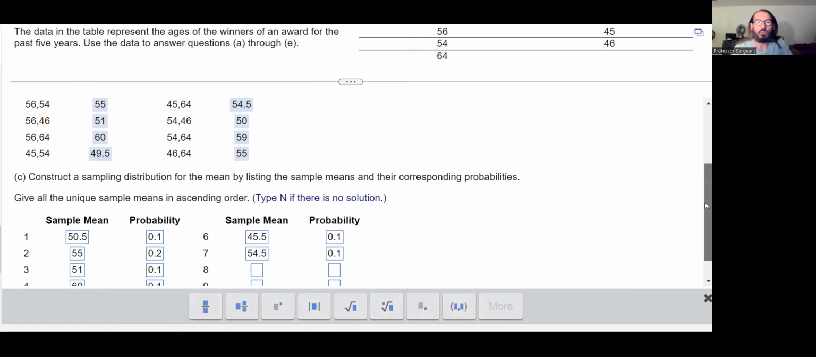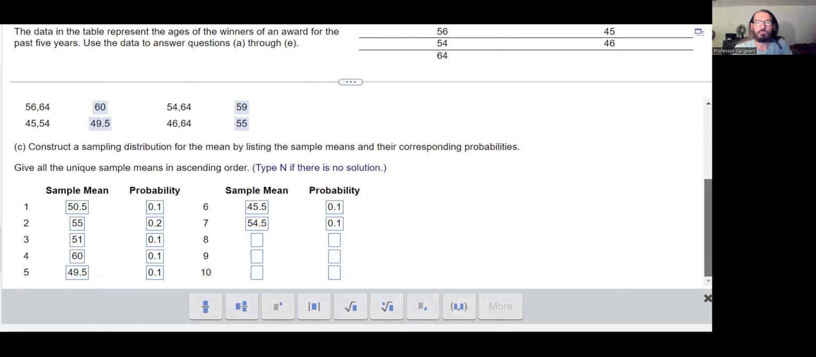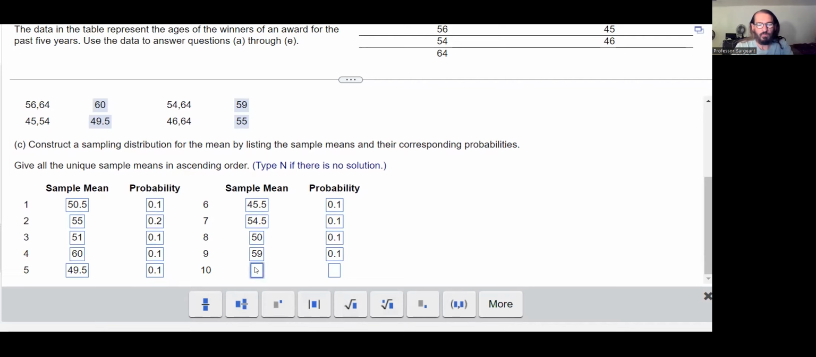The eighth one was a 50. There's only one of those. The ninth one was a 59. We're not seeing that anywhere. Now, I think since we've already accounted for 55, instead of listing that again, we've counted the 2 of them here. So I'm putting N for no solution there. Not sure if that's what they want or not.